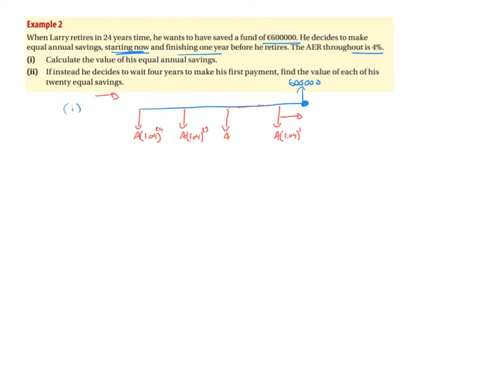And all of these payments must add up to 600,000, because that's what I want to have in my retirement fund at the end of 24 years. So let's write this now as a geometric sequence.